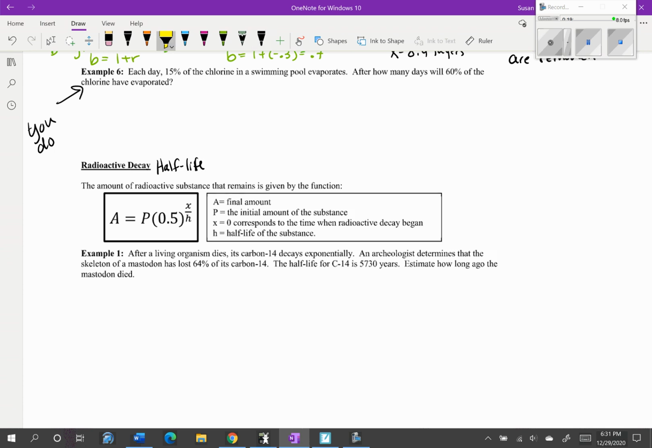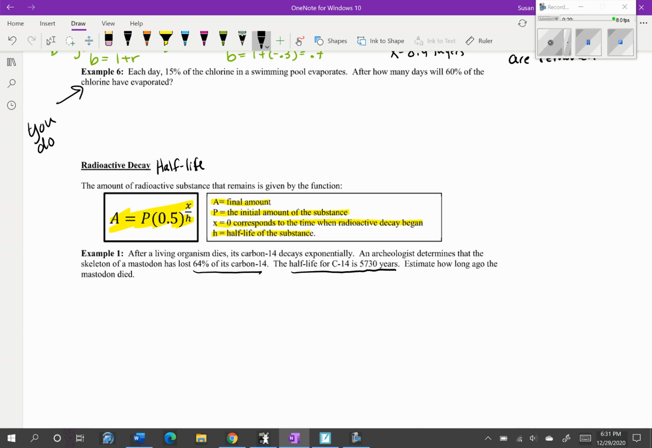If you recall from last year, this is our half-life formula, where A is the final amount, P is the initial amount of the substance, X equals 0 corresponds to the time when the decay began, whatever it is that you're talking about, it doesn't have to be radioactive decay, and H is the half-life. So for the first one, it says, after a living organism dies, its carbon-14 decays exponentially. An archaeologist determines that the skeleton of the mastodon has lost 64% of its carbon-14. The half-life for C14 is 5,730 years. Estimate how long ago the mastodon died.